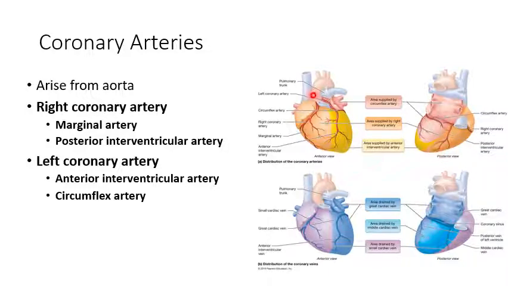Then the left coronary artery is a shorter artery. It basically only travels from the aorta to the base of the left atrium. And then it's going to split. It forms the anterior interventricular artery, traveling down to the apex of the heart. And it forms a circumflex artery that continues around to the back of the heart.